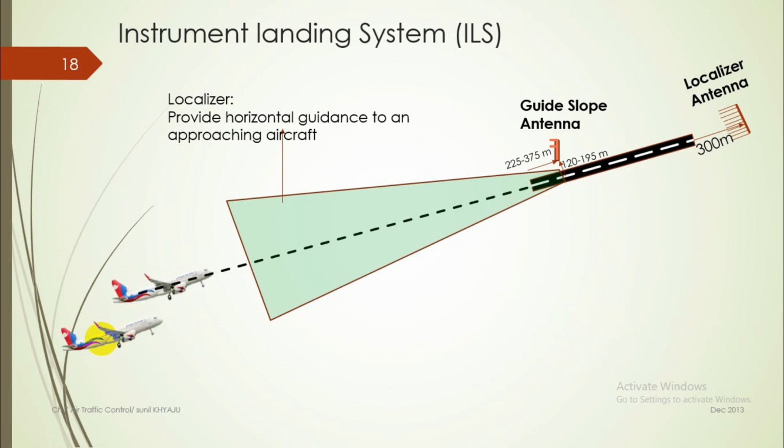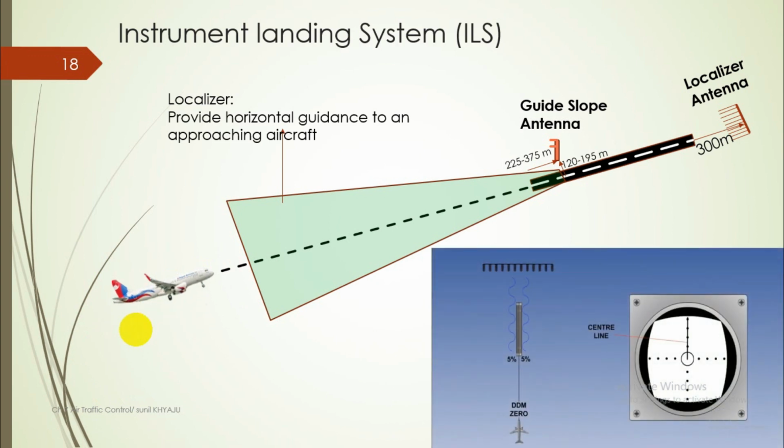Similarly, if the aircraft is flying right of the extended center line of the runway, then the localizer antenna guides the pilot to fly left to be in correct alignment with the center line of the runway. That is, the localizer antenna guides the pilot to be at the center line of the runway so that he can approach the runway correctly.